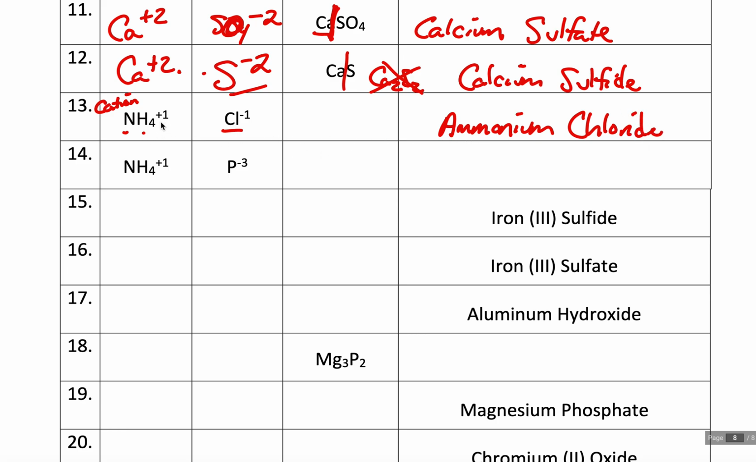Now we look at the ratio. This is trying to give up 1. This is trying to get 1. That's a 1-to-1 ratio, so we write one of these and one of those. No parentheses, because it's 1-to-1.